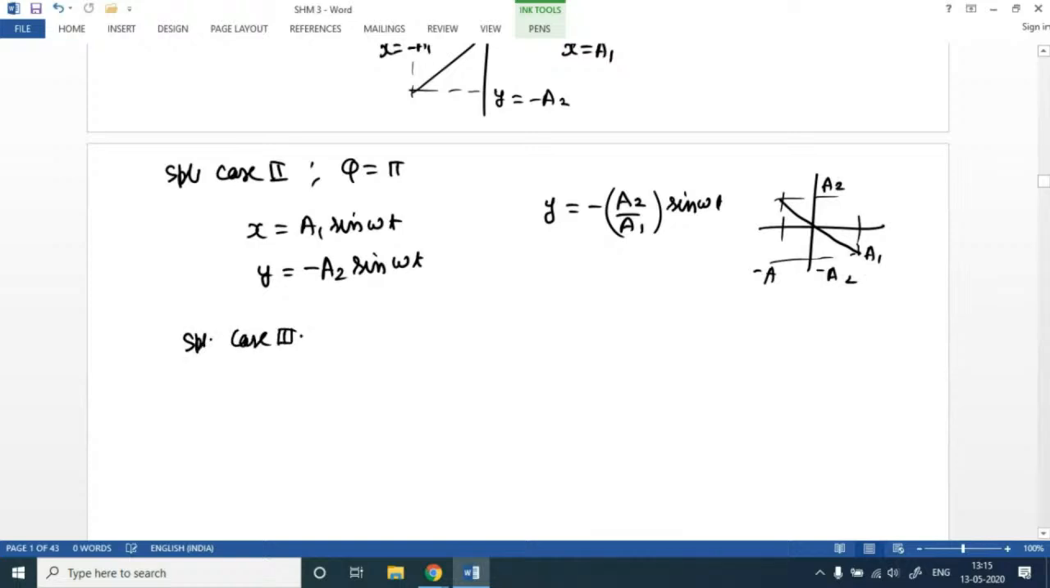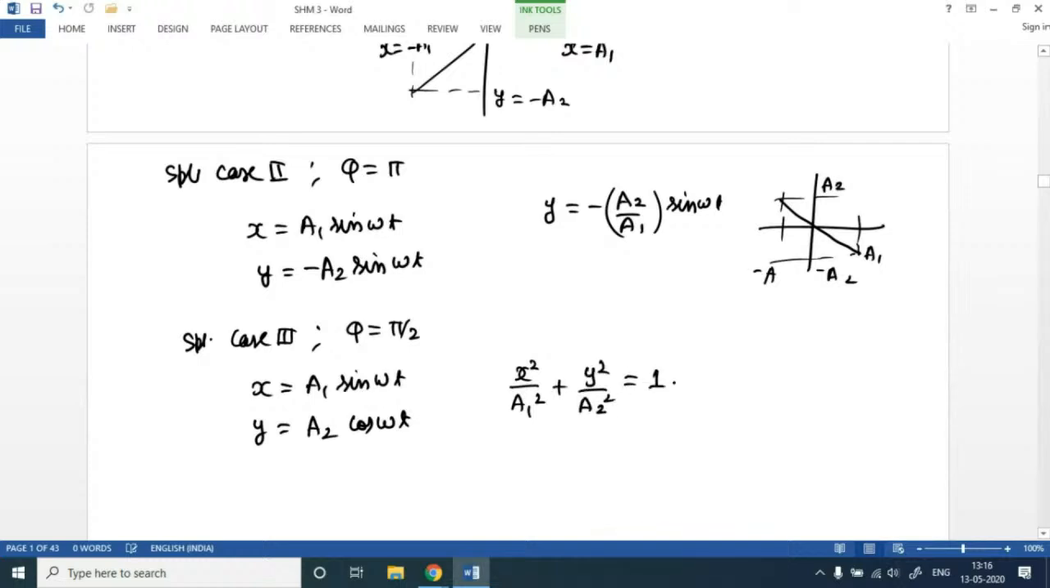Let's write, okay, if phi is equal to pi by 2. So the equation which we have got is x would be a1 sine omega t, and y would be a2 sine omega t plus pi by 2, which would be cos omega t, you should realize. So a2 cos omega t you can write over here, and squaring and adding both sides, simply you will be getting an equation like x square by a1 square plus y square upon a2 square will be equal to 1 over here.